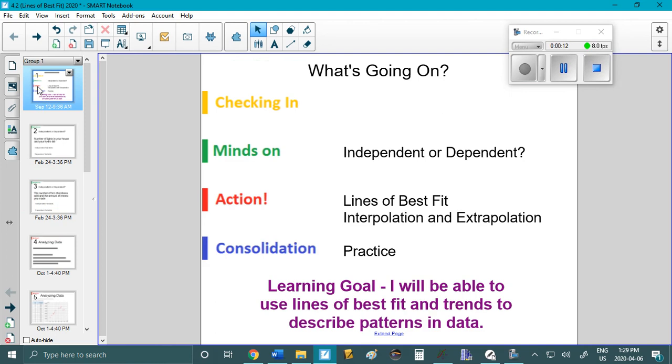So today you are going to be learning how to draw lines of best fit and to look at trends in data, and as well you're going to learn how to interpolate and extrapolate. I know those are big words, but you're going to find they're not that big of a deal.